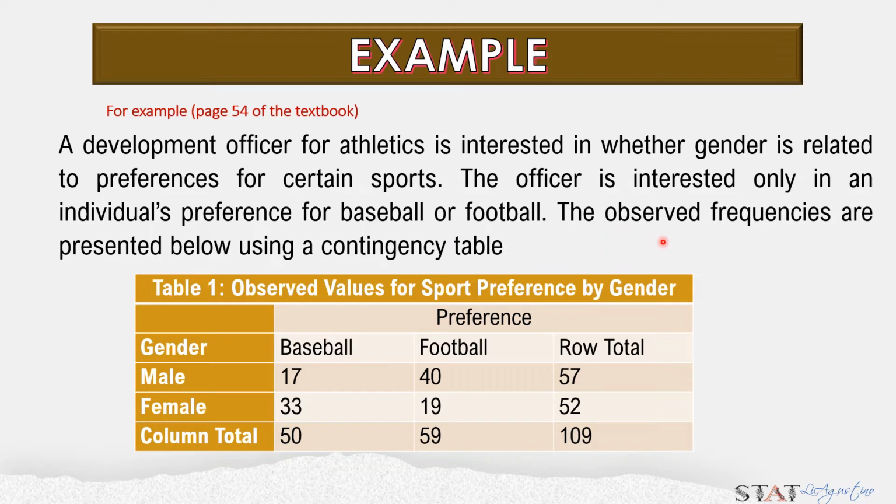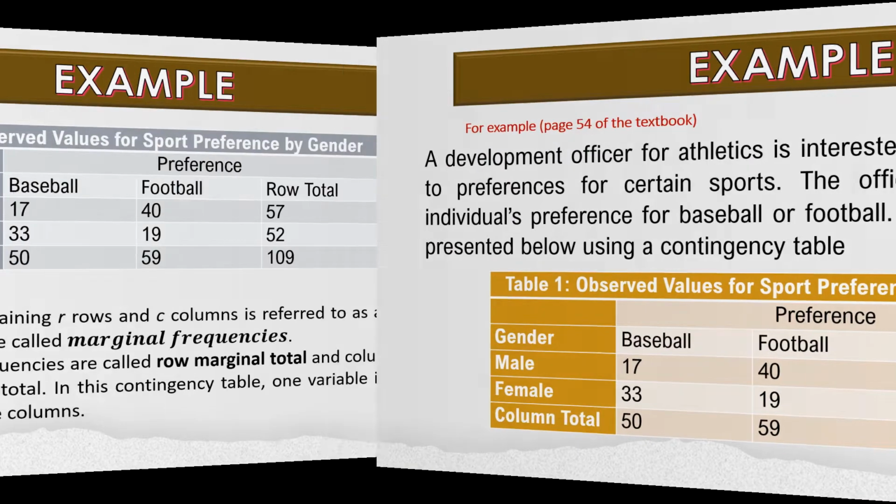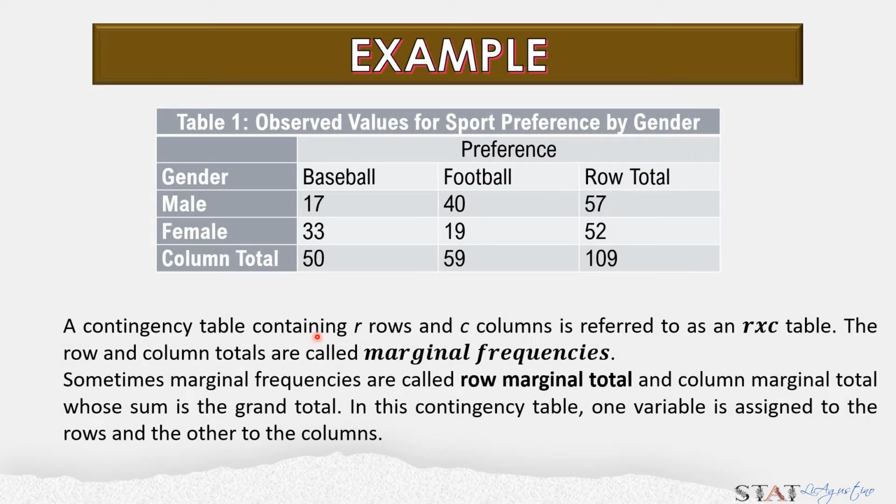And then the observed frequencies are presented below using a contingency table. We can call it a contingency table, where it contains the observed values in each category. Let's say, for example, for male and for baseball preference, there are 17 of them who preferred it. So we can call it the observed value for males who prefer baseball. Here we have the contingency table of observed values for sport preference by gender.